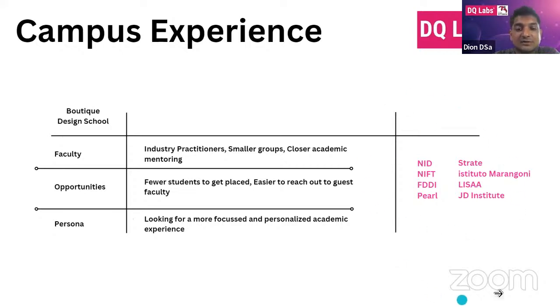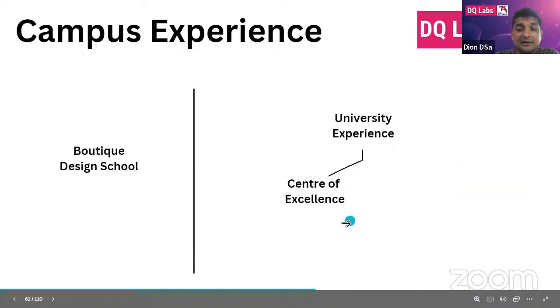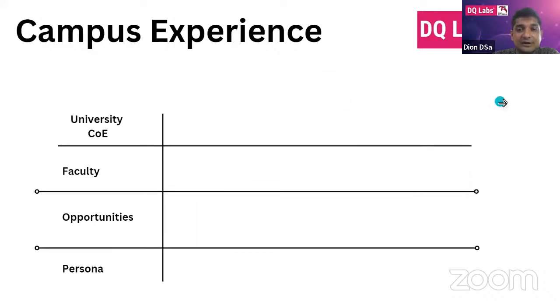So some of the schools that we would put here are listed here: NIDs, NIFTs, of course, FTDI, Strate, Pearl, Marangoni, LISA, JD, right? So very boutique experiences at all these schools. So now let's go into the next aspect, which is the university schools, right?